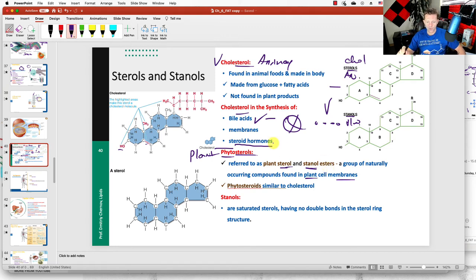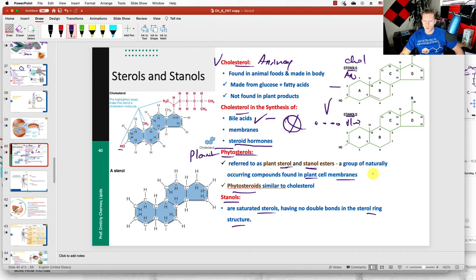So why is it important for our health? I will explain how you can lower your cholesterol. So phytosterols are similar to cholesterol. There are drugs made by pharma that can lower cholesterol, and I will explain how. The stanols are saturated sterols having no double bond in the sterol ring structures. So if there's a double bond, then there's cholesterol. If there's no double bond, there is a stanol, which is different from triglycerides, but I will never ask you that.